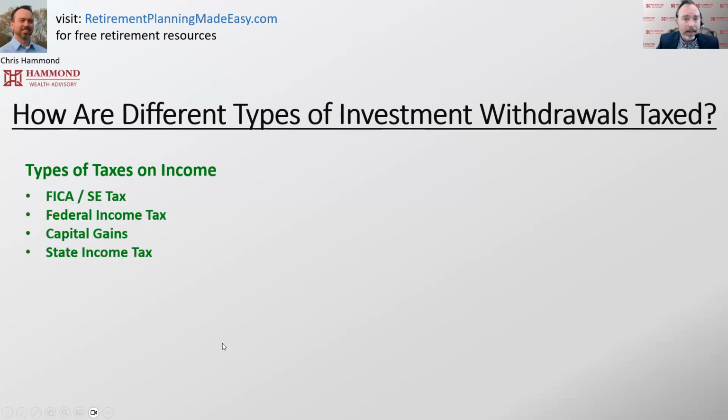You have the FICA tax. I think we're all familiar with that one. If you're a W-2 employee, you see FICA come out of your paycheck. That applies to your wages. If you are self-employed, then you have a thing called self-employment tax. And so you're probably very aware of that because you pay like the double of what the FICA is. And that goes to fund things like Social Security and Medicare. That's one type of tax.